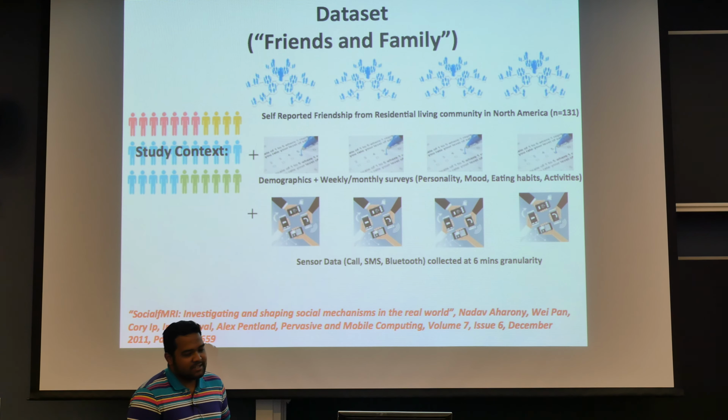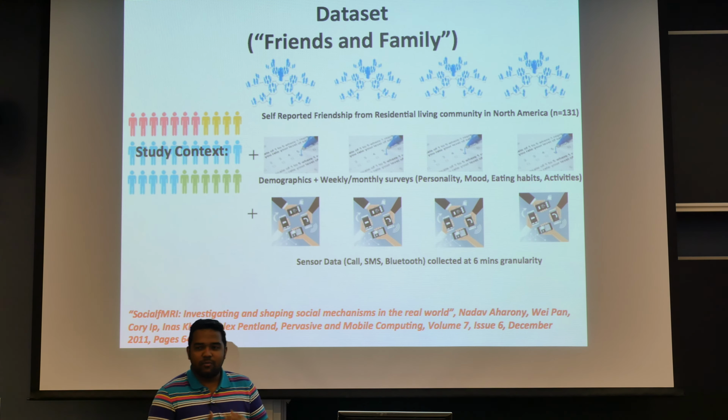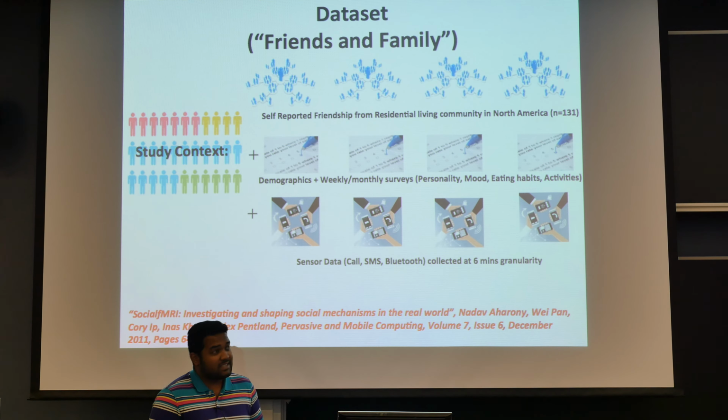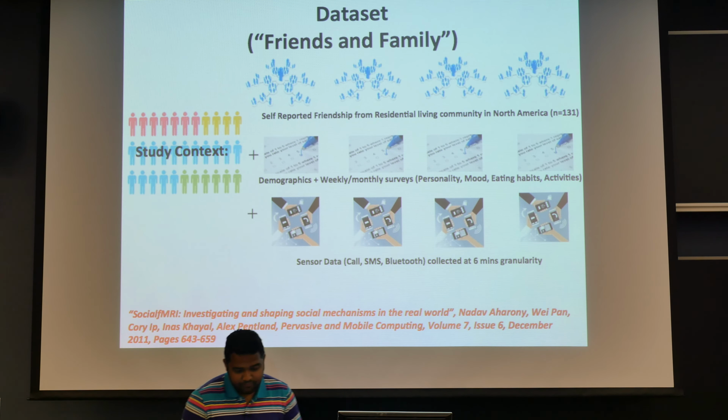Our study context is longitudinal human-to-human interaction data, which contains self-reported friendship from a residential living community in North America of about 131 people. Demographic information was collected via weekly and monthly surveys over a period of 1 year. This includes the big 5 personality traits, daily moods, daily eating habits and activities. There is also sensor data collected at 6 minute granularity over 1 year, containing calls, SMS, and Bluetooth.